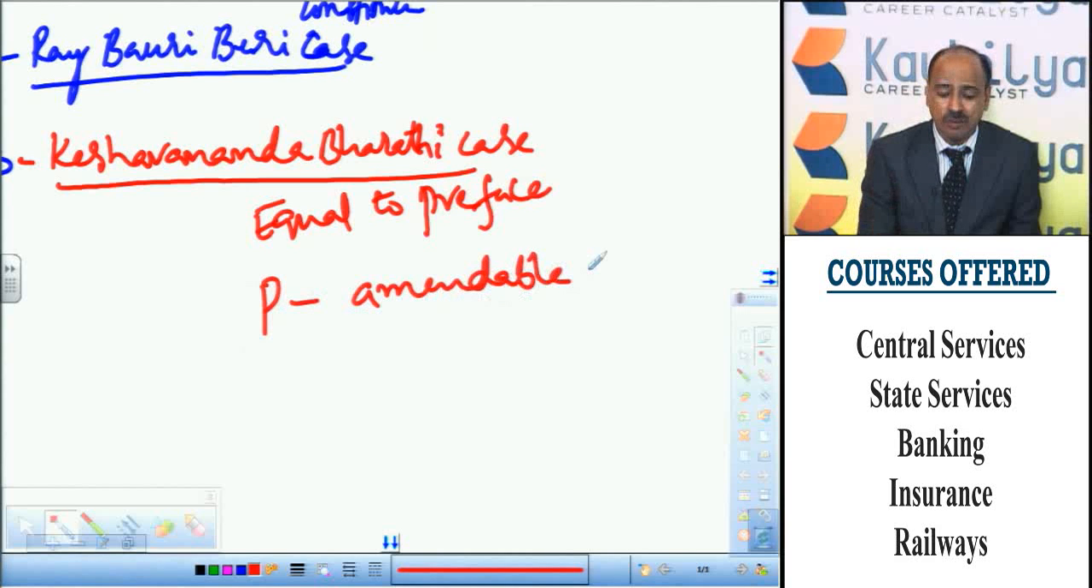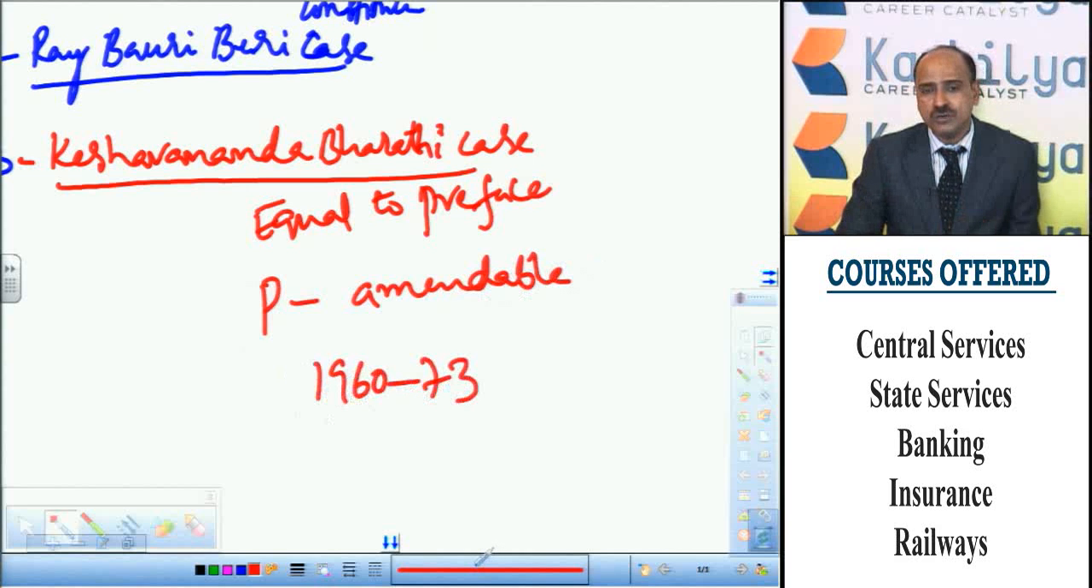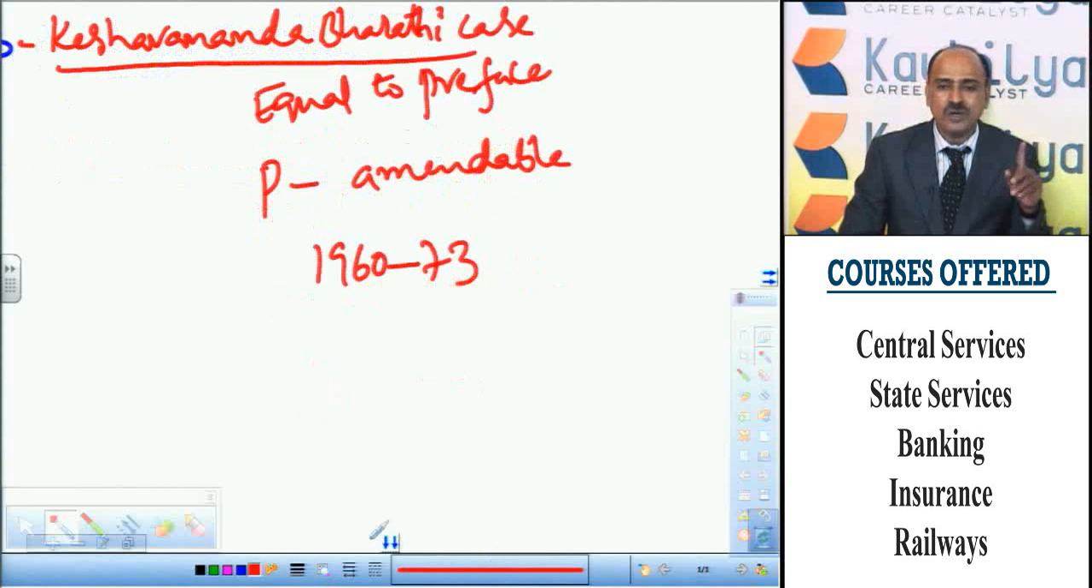Just remember, between 1960 and 73 the preamble was not part of the constitution. Before 1960 it was part of the constitution. After 1973 it is part of the constitution. It comes under the basic structure. Between 1960 and 73, from the point of view of these cases, it was not part of the constitution. The present preamble is amendable. The preamble is amended only once.